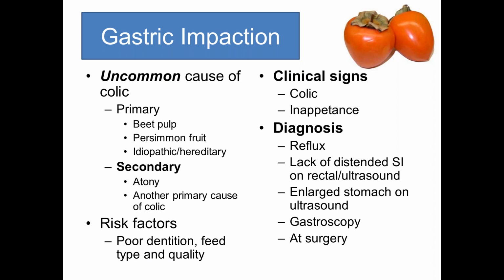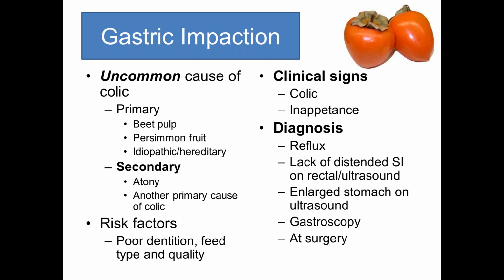It is typically an uncommon cause of colic. It can be primary from certain types of feed that are ingested. So beet pulp that hasn't been soaked is a really common one here. We see persimmon fruit, which is this thing here, which is down in the south of the US, and then idiopathic and hereditary. So this might be where our Friesians might play in.